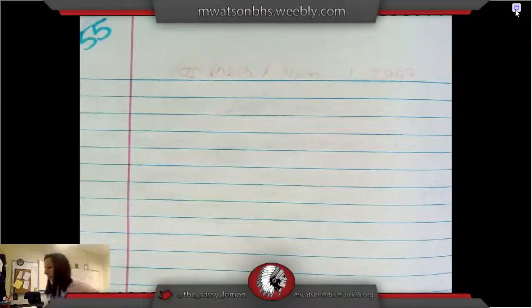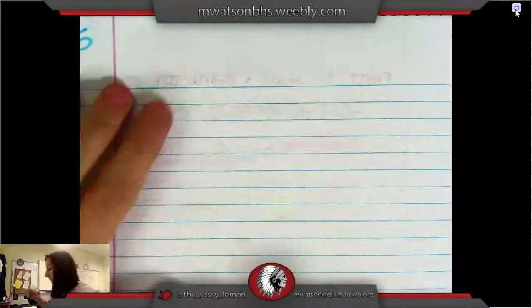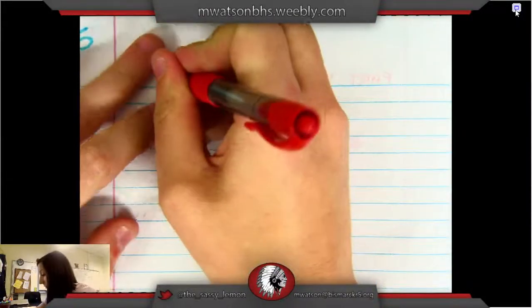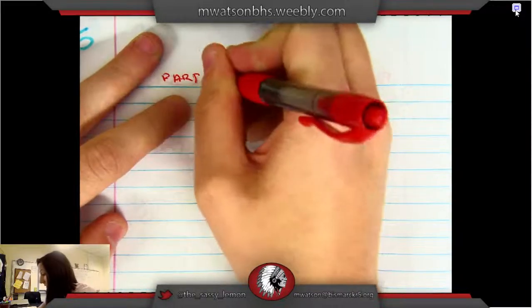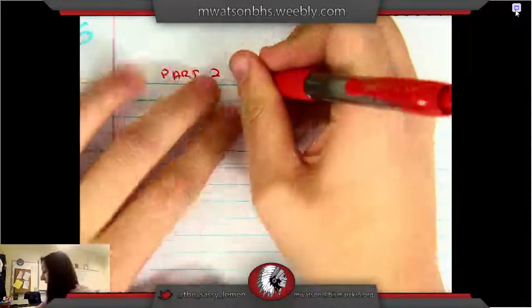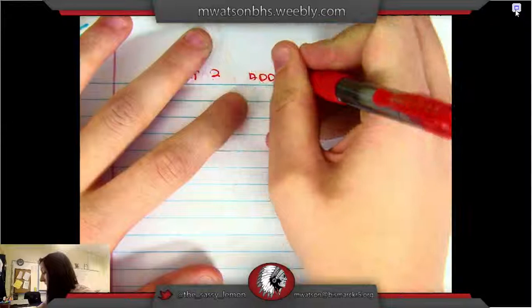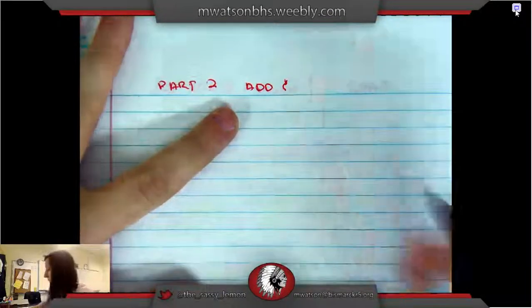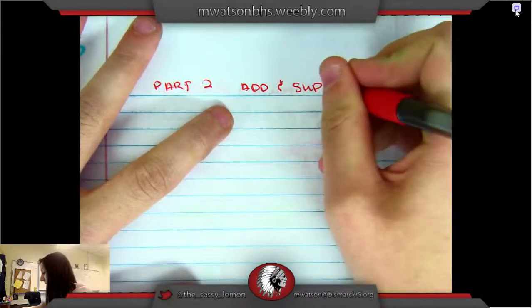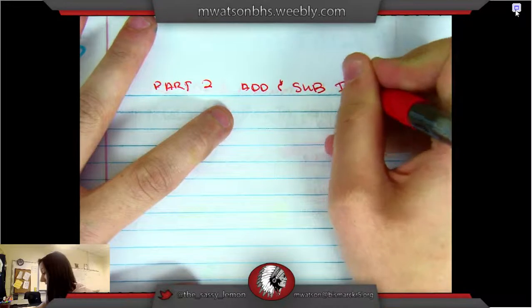So now we're on page 53, and this is part 2. And we are adding and subtracting identities.